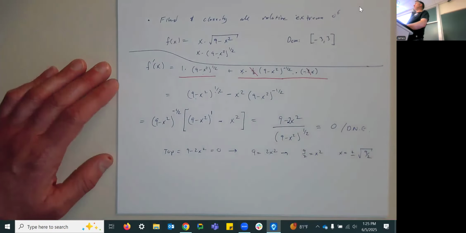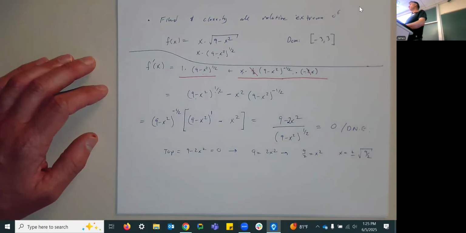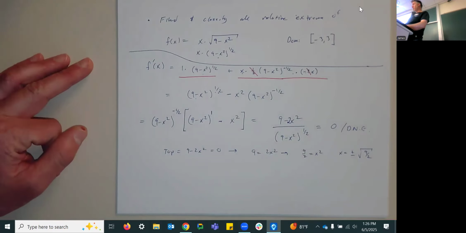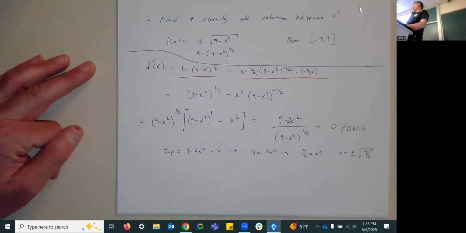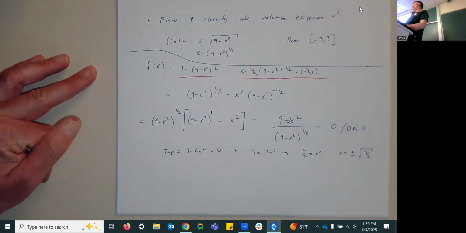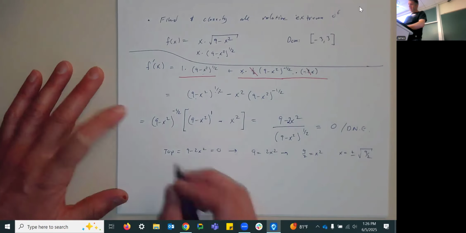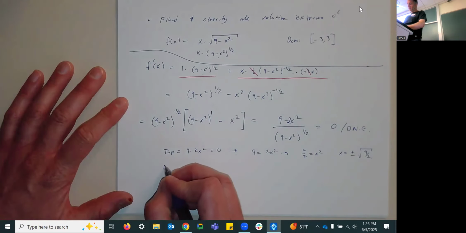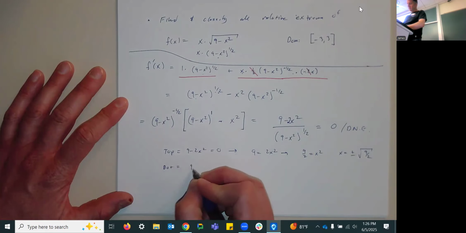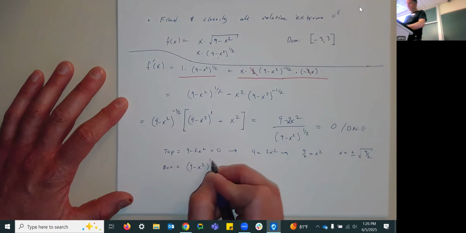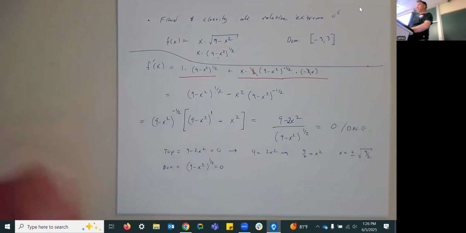9 over 2 is 4.5, so I'm getting the square root of 4.5, which is a little bigger than 2. So like plus or minus 2 point something. And then technically, if I set the denominator equal to 0, if I set (9 minus x squared) to the 1/2 equal to 0, my solutions are going to be x equal to 3 or negative 3.